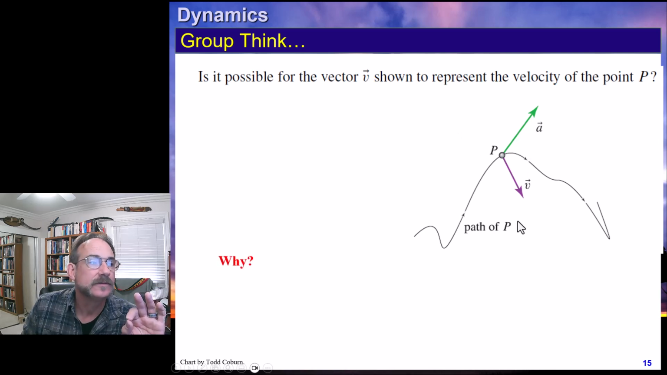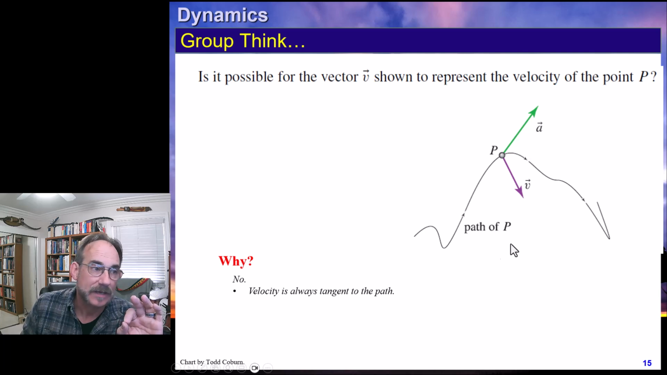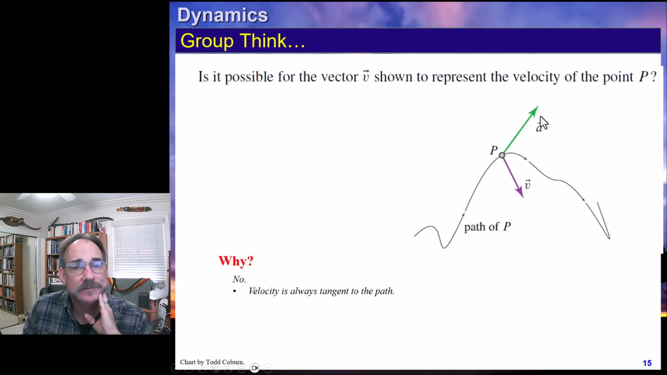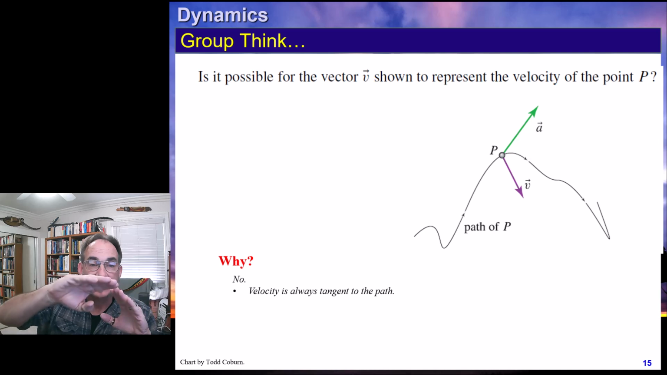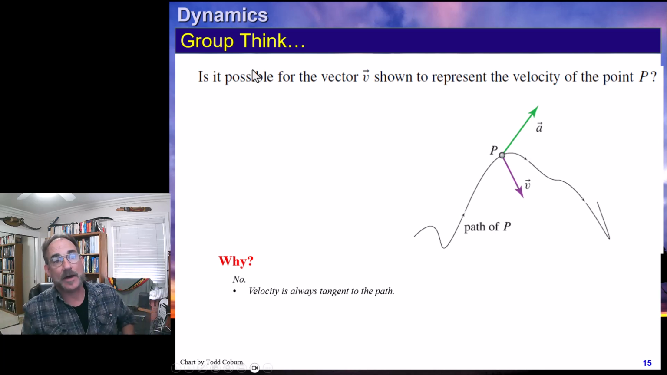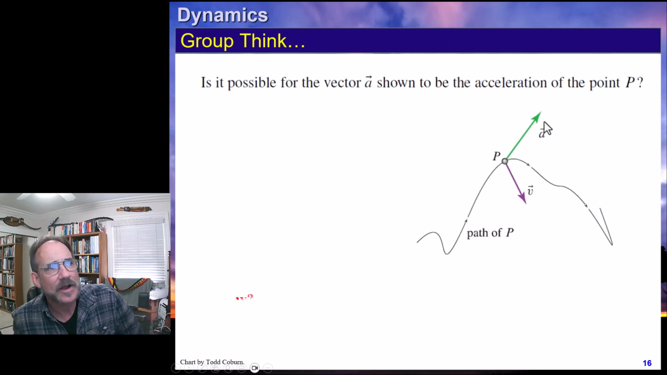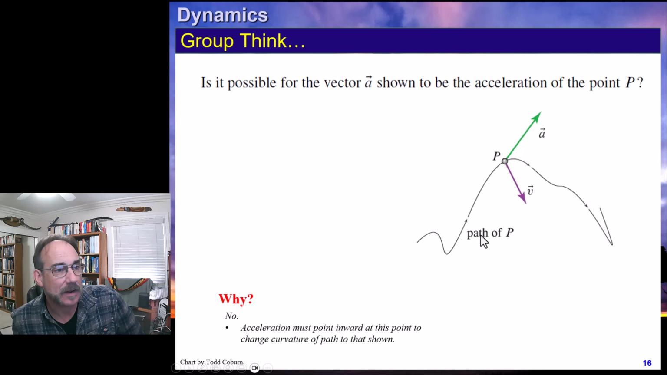Answer? No, it can't be. Why? Remember, velocity has to be tangent to the path. That vector is not tangent to the path, so it can't be correct. Okay, you got that? Is it possible for the acceleration to be off in the direction shown? Also no, because if the acceleration were that way, this thing never would have turned down. It never would have turned the velocity down. To turn the velocity down, bring it down like this, the acceleration is going to have to be aimed down somewhere, have some component in that direction. Oh, it looks like I spilled the beans. That was this problem. You got that?